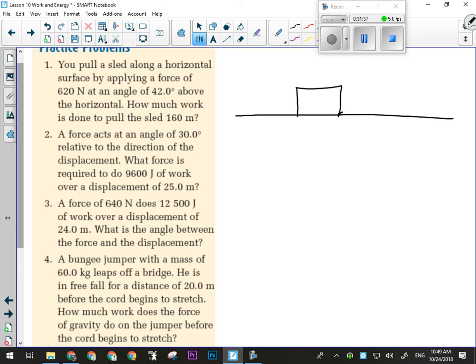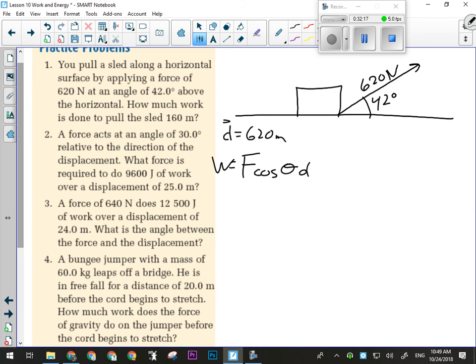But what I have is a 620 Newton force directed 42 degrees above the horizontal. They don't tell me the mass of the sled. It doesn't matter. All I know is that I'm going to pull that sled 160 meters horizontally. So this 620 newtons is not directed horizontally, so I'm not using all of this to do work. I'm only using the horizontal component of it, the part of it that is directed in the same direction the object moves.